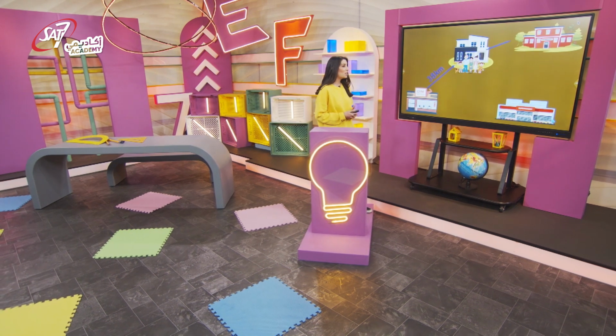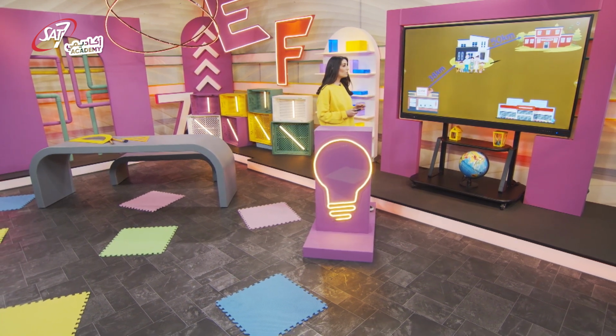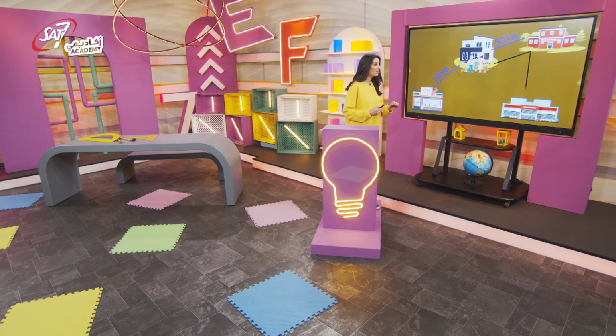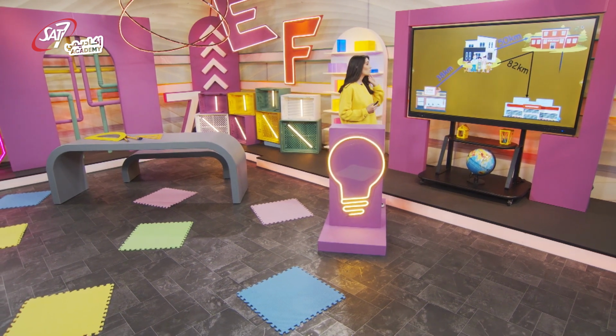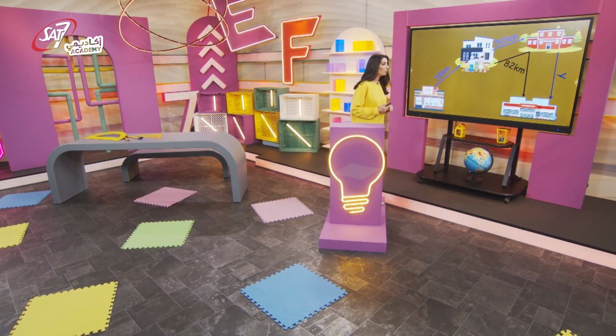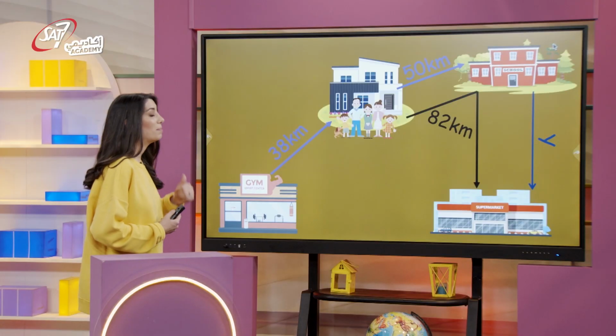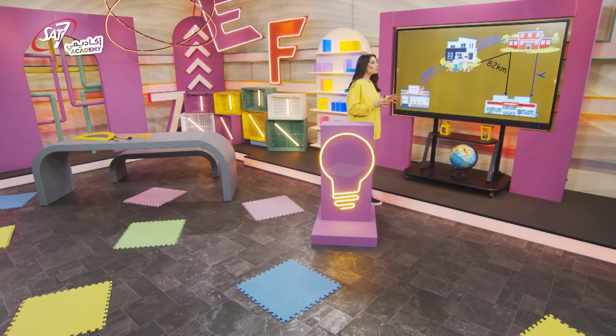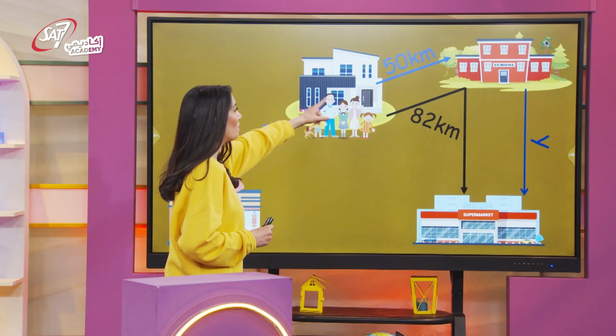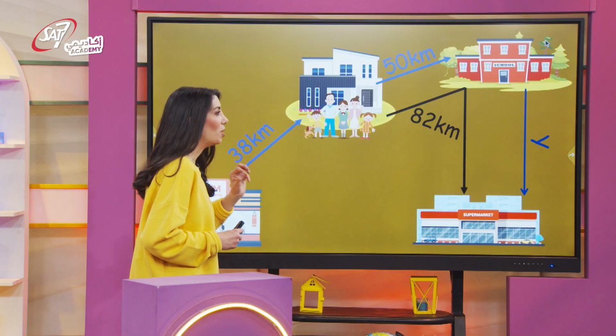Let's add a supermarket to our map. This is more complex than the previous one. We also need to find the Y, which is the distance from the school to the supermarket. What do we know? Let's read what's in the map together. First, the total distance from the school to my house is 50 kilometers.